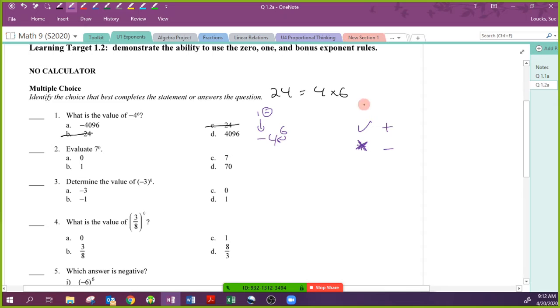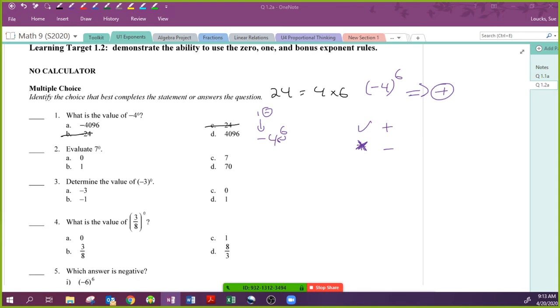If I had (-4) to the 6, that would be positive, because there are 6 negatives. Okay, does that make sense? Can you give me a thumbs up, a smile, a yes? Thank you very much. All right, next question.